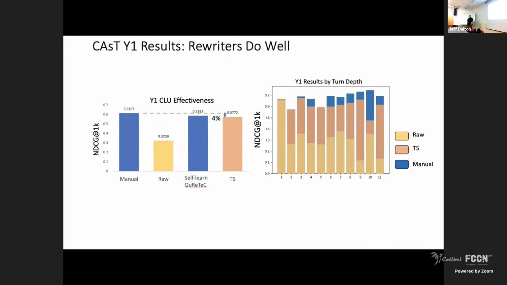But what else? Maybe what goes wrong? Anybody want to see where it may not be a nice 4% gap? What about the graph on the right? That's by turn 1 to turn 11.